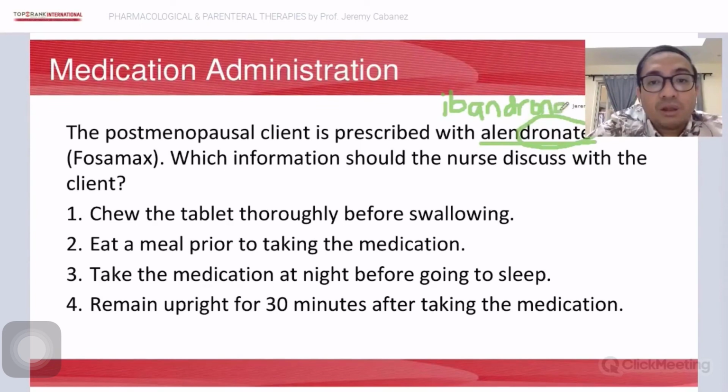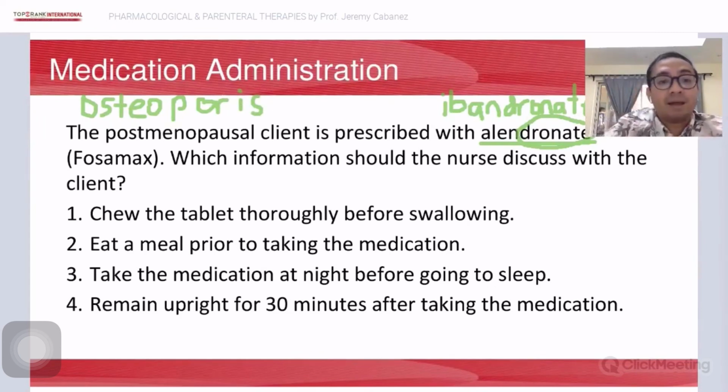Tanong, ano ang classification ng drug? This drug is called biphosphonates. Anong tawag sa gamot? Anong classification? The classification is called biphosphonates. And who are indicated to use biphosphonates? This is indicated for what condition? Osteoporosis. This is an anti-osteoporosis drug. So, ang tawag sa kanya, biphosphonate.